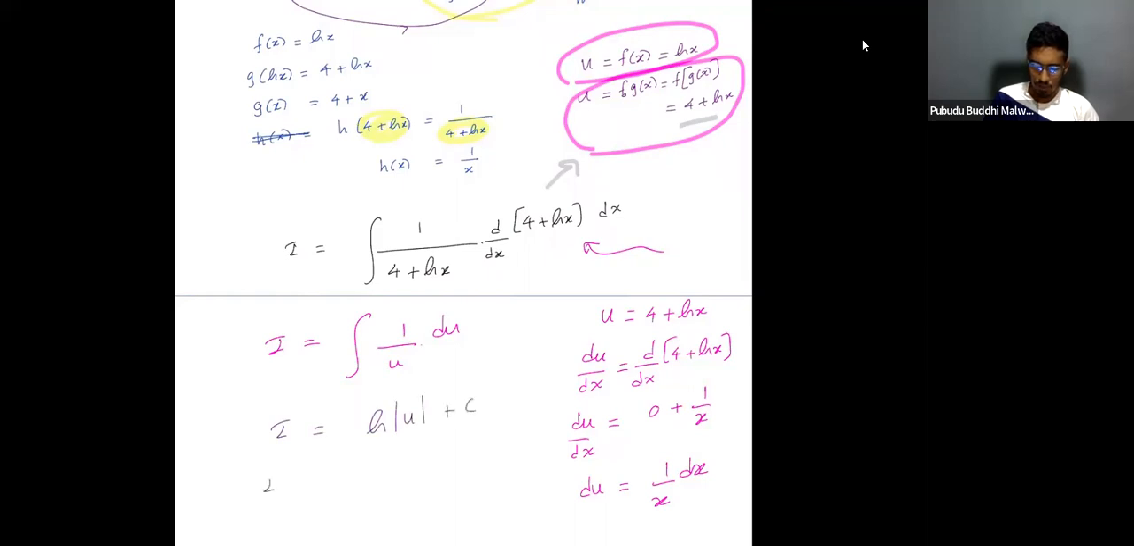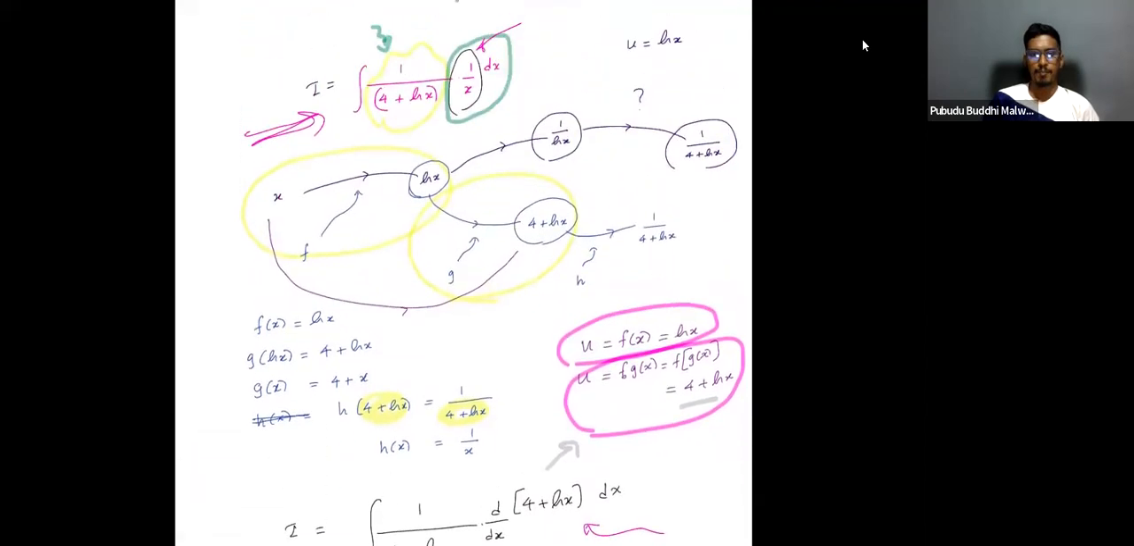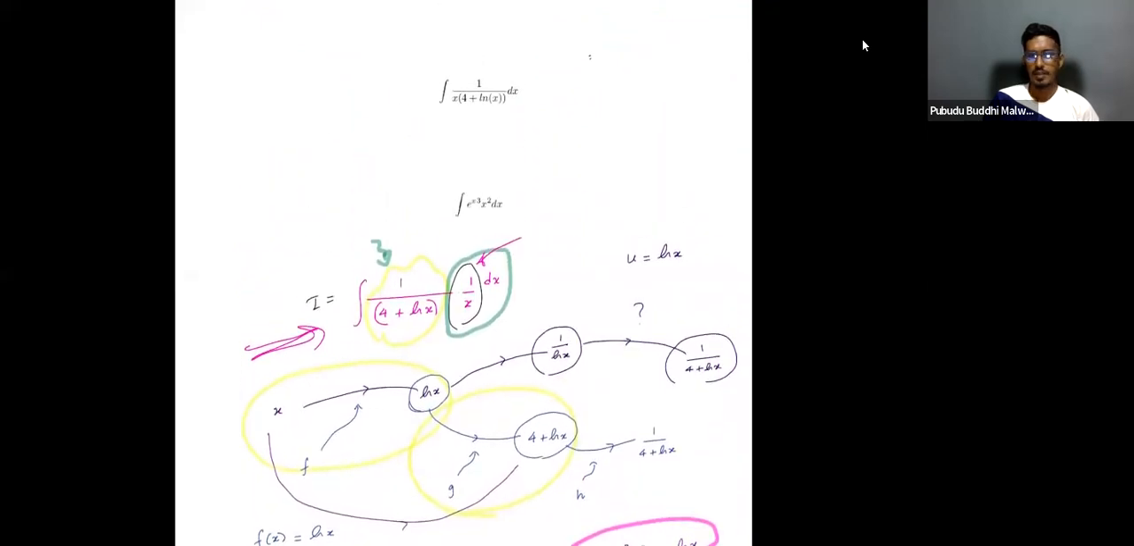U equals 4 plus natural log of x plus c. That's the answer. Right, so identifying those functions is quite important. And also, once again, writing the function inside the integral as a product is quite helpful.